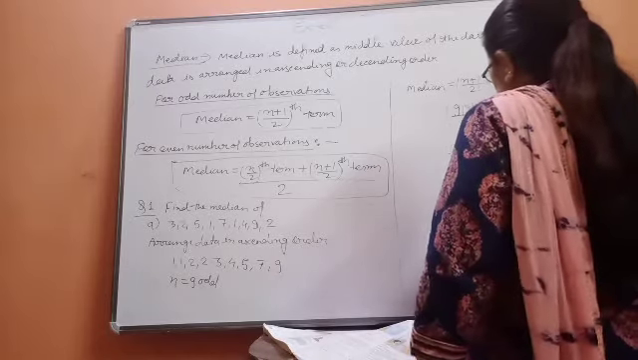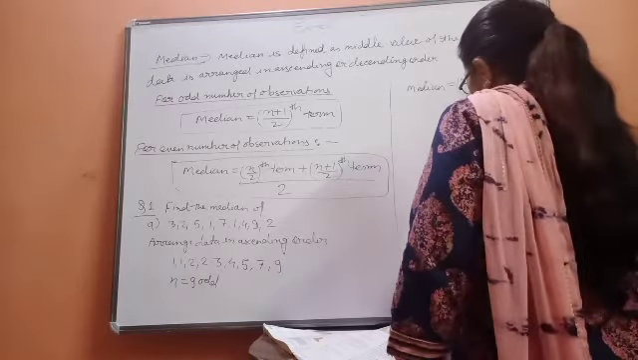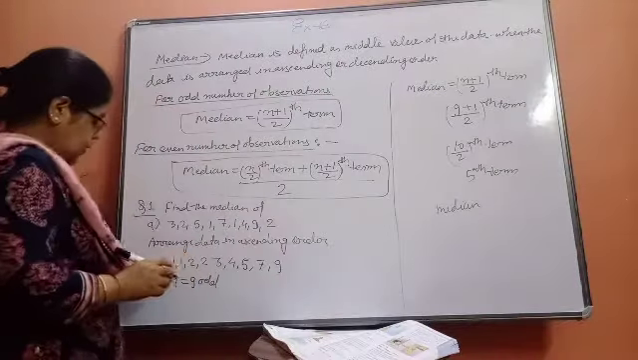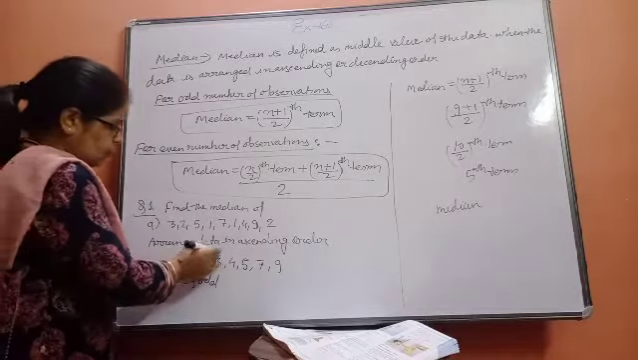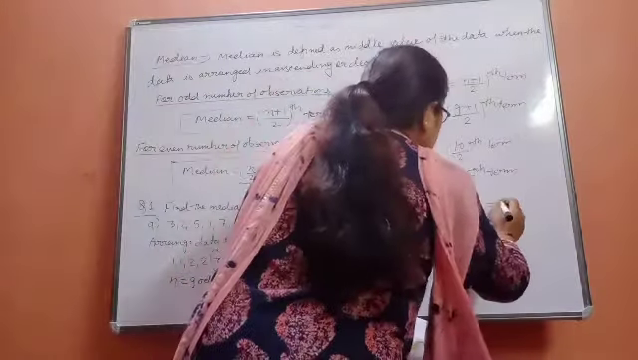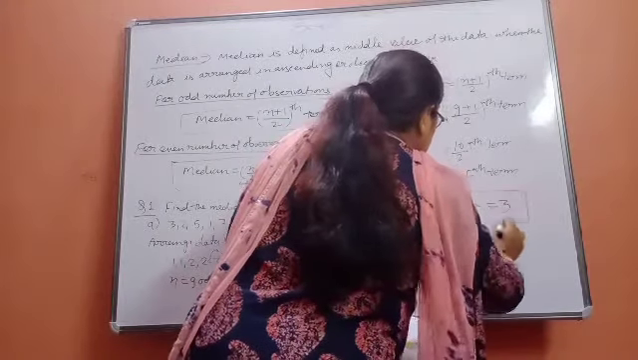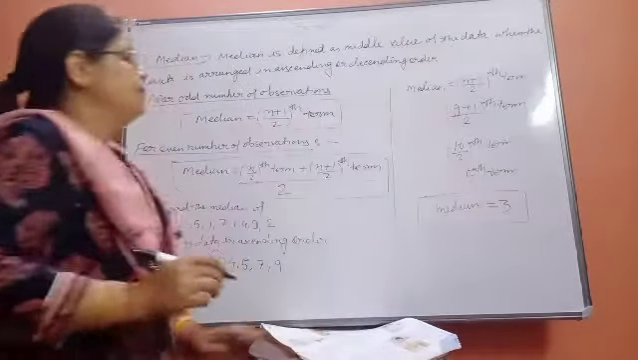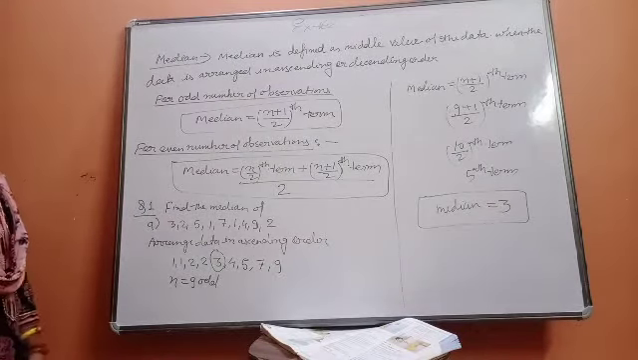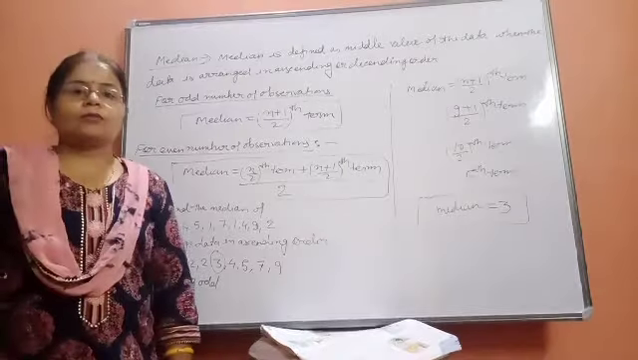So what will be the median now? Median is equal to, whatever you have arranged in the ascending order, 1, 2, 3, 4, 5. So the median will be equal to 3. See how simply you can find the median. Beta, now some more parts of the question we are going to do.